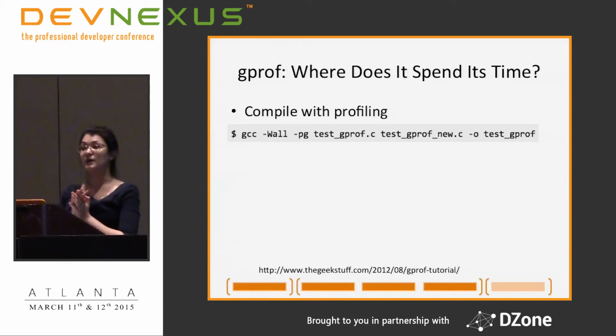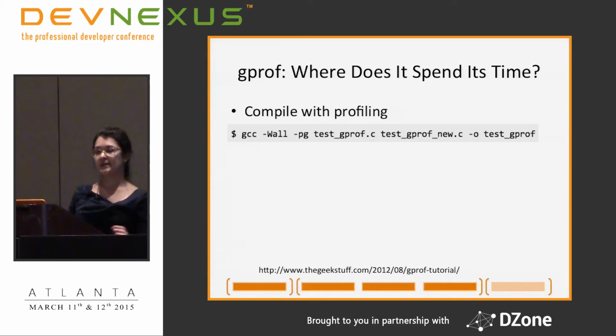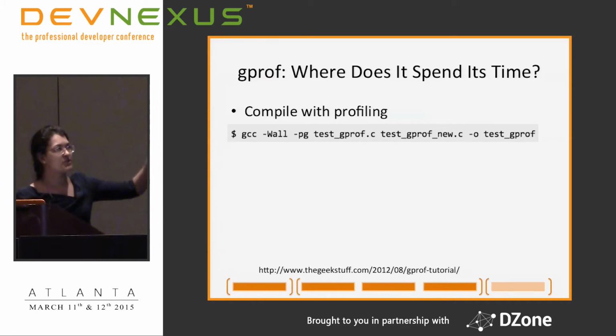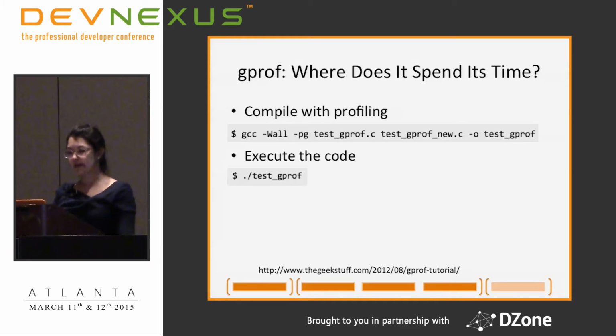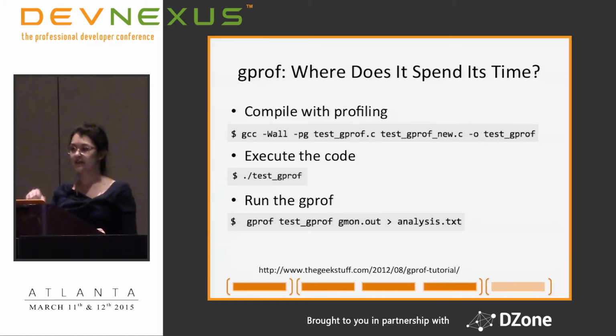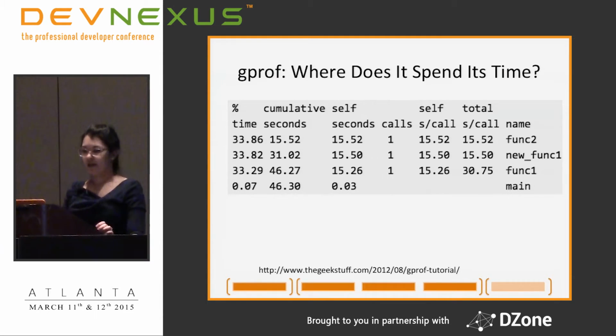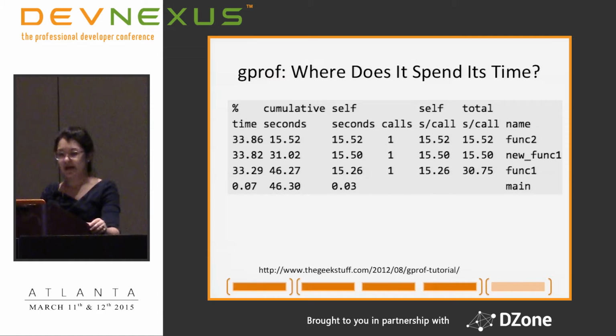What this tool answers is, where does the application spend its time? In order to get the data, you compile with a particular flag, -pg, so that it inserts some profiling code into it. Then you execute the code, and then you run gprof on the data that was produced during the code execution to analyze it. And it will give you something like this. It will give you the number of seconds passed.